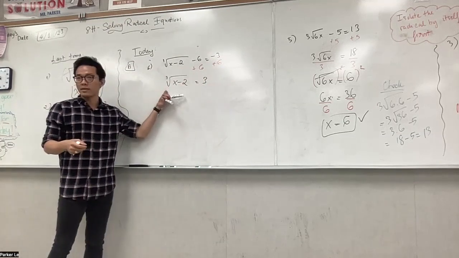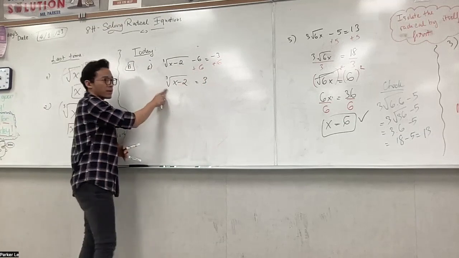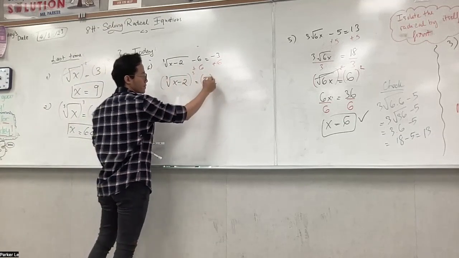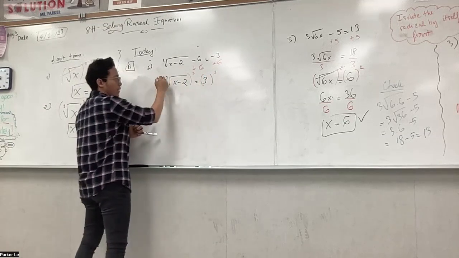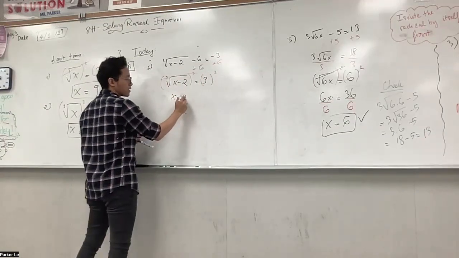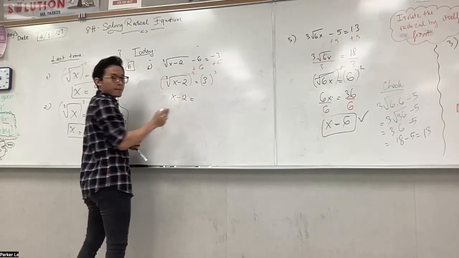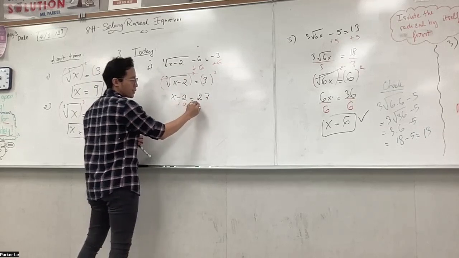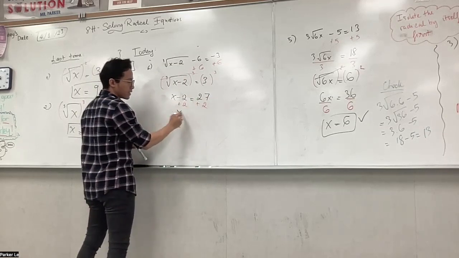Remember, this is the root power. In order to cancel the cube root, you need to take the cube. Cube and cube root cancel out. So we have x minus 2. What is 3 cubed? 27. What next? Add 2. So the answer is x equal to.